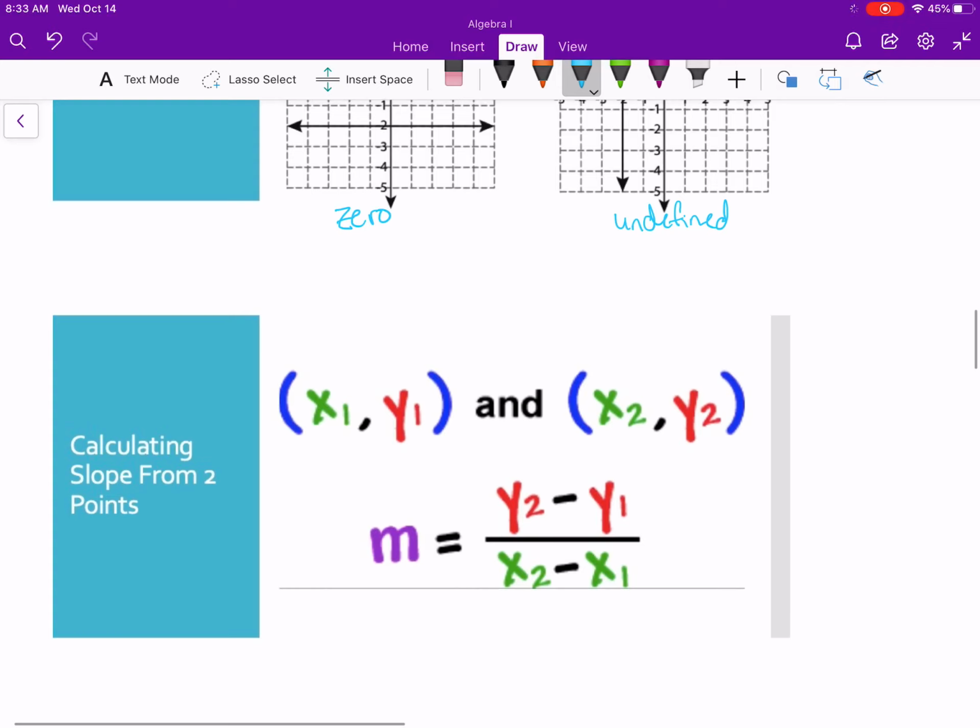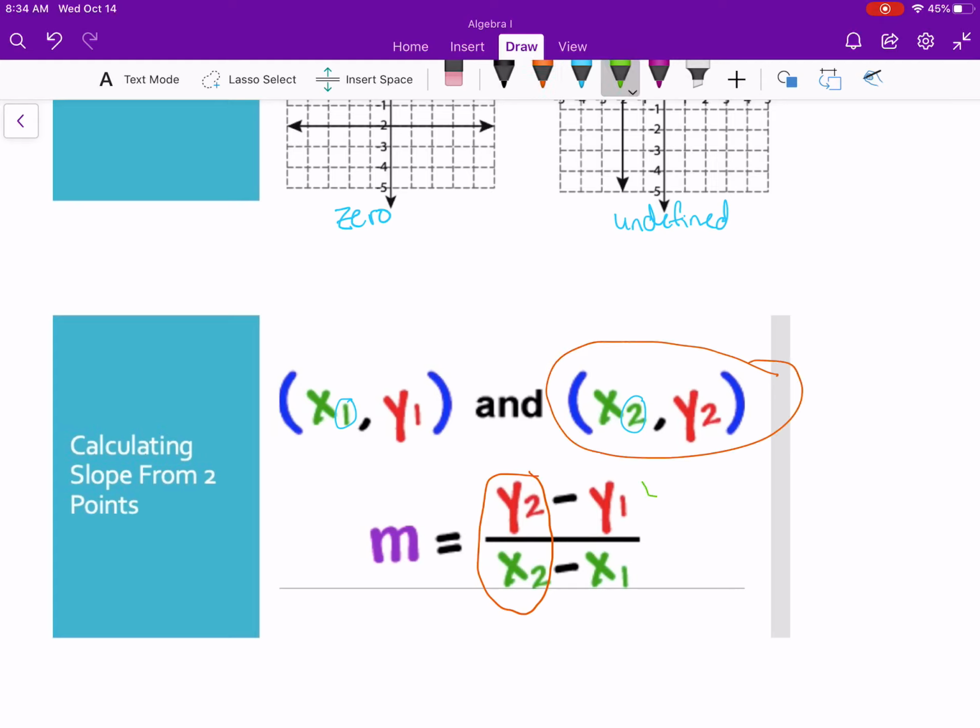So if we're not given a graph and we're given 2 points, we could graph them and count, or we could just do some math. So if we're given 2 points, x1, y1, and x2, y2, these little numbers are just identifiers to make sure that we know that they're different. To find slope, we take y2 minus y1 over x2 minus x1. When you're doing it, a way to double check yourself to make sure you're doing the correct order: if you circle up and down, they should come from the same point.